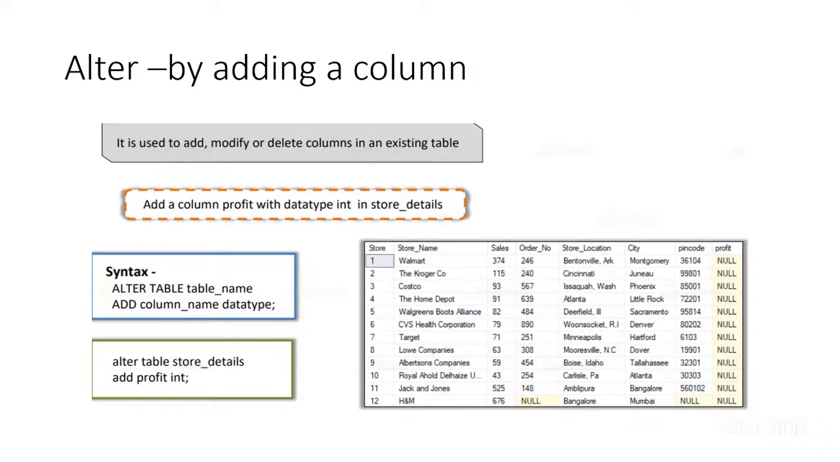No. Why? Because this table is already created. You have only one option: either you drop this table completely and recreate it. Otherwise, there is no other option. Without alter, you can't change anything in this. If you want to add one column, or delete one column, or change or modify a data type, you must know what alter is. Okay, by using alter only.